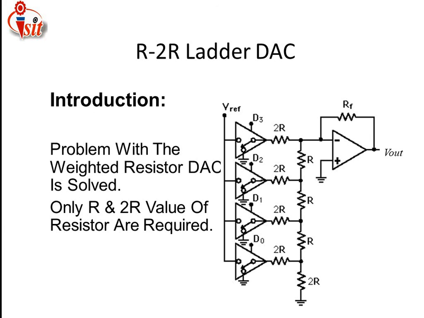Then the next type of DAC is the R-2R ladder. That means an R-2R combination connection. Just see here, we have connected R in a parallel manner and 2R in series. For that reason, the structure looks like a ladder, and this type of circuit diagram is called an R-2R ladder DAC, digital to analog conversion.